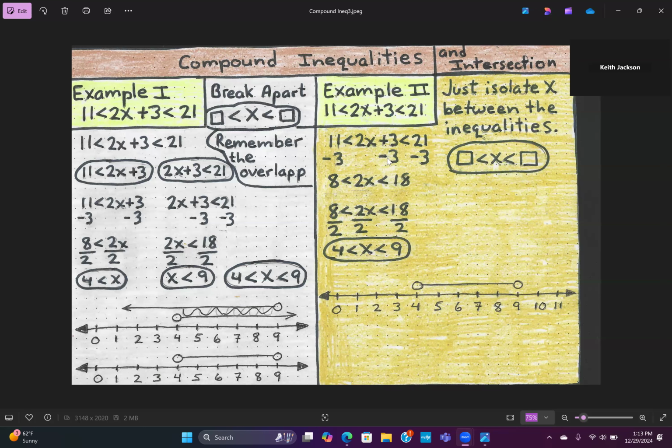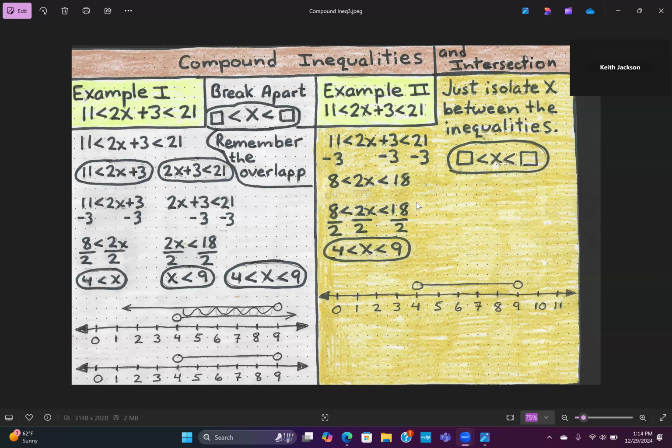And so what we're going to do right here, the reason why we're going to subtract 3 from all sides is because 3 is next to that variable right here. It's next to 2x. And because it's next to the variable and we want to isolate the variable every time we deal with equations and inequalities, we're going to have to find that number that's next to it and then work with it. And in this case, we're going to subtract 3 from all sides of this particular compound inequality. And when we do that, we will find that we have 8 is less than 2x less than 18, because we did all our subtraction of 3.